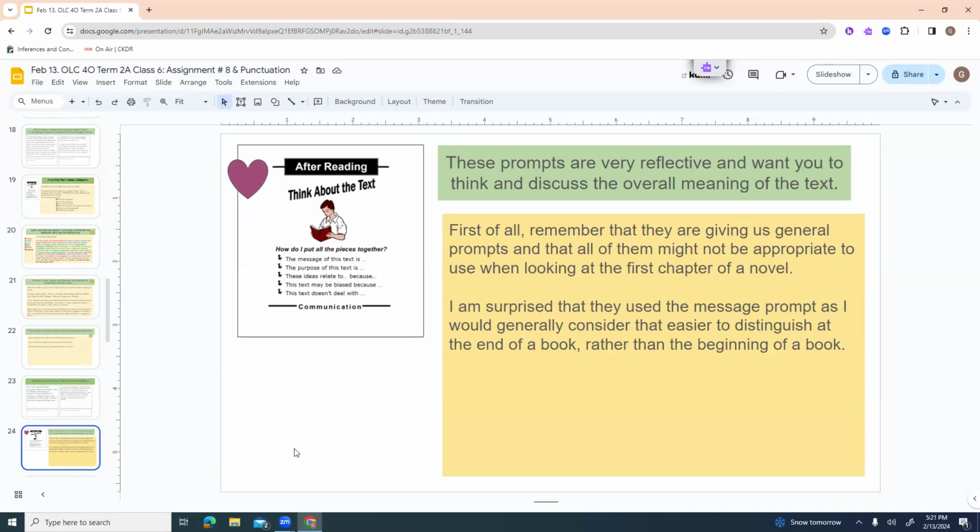This is our third category. This one is thinking about the text. These prompts are very reflective. They want you to think about the overall meaning of the text.